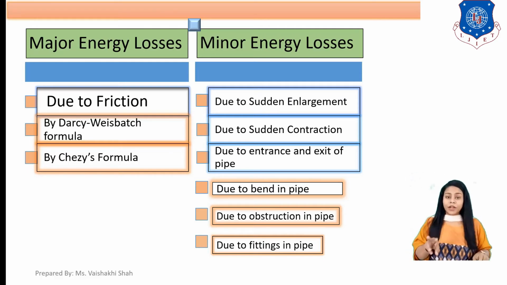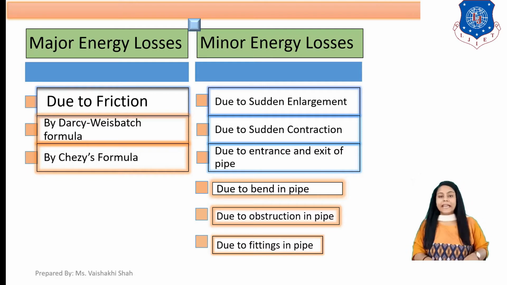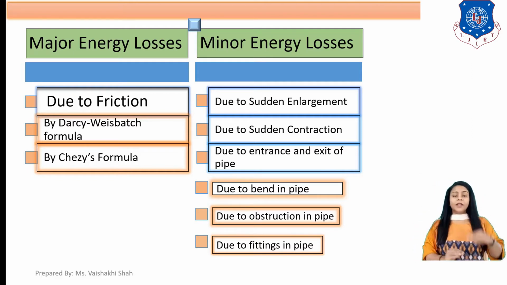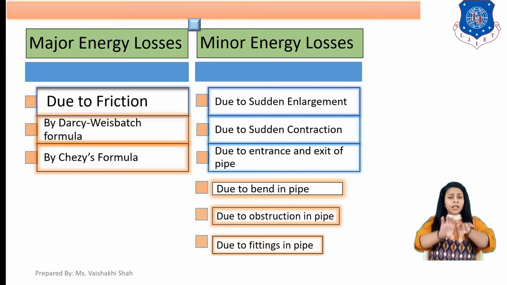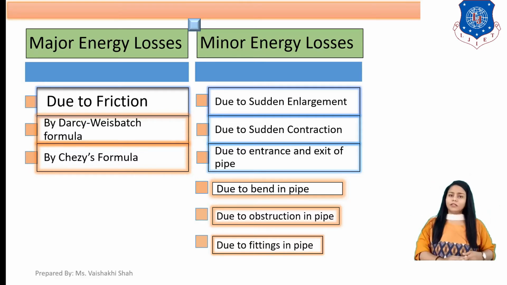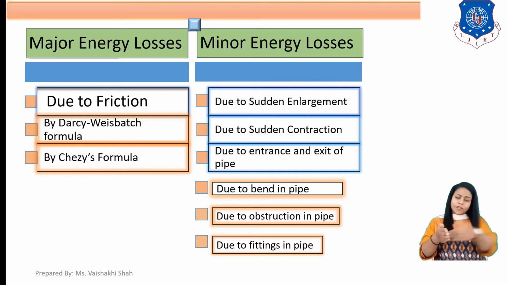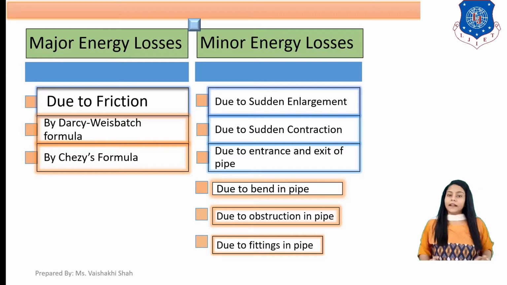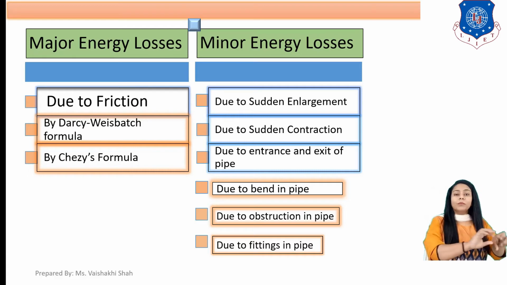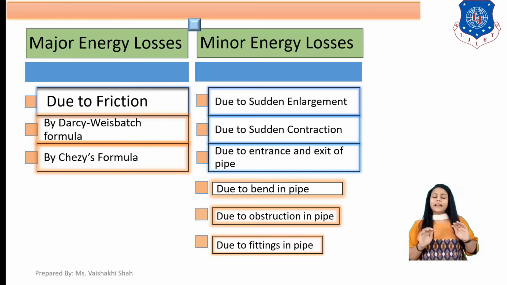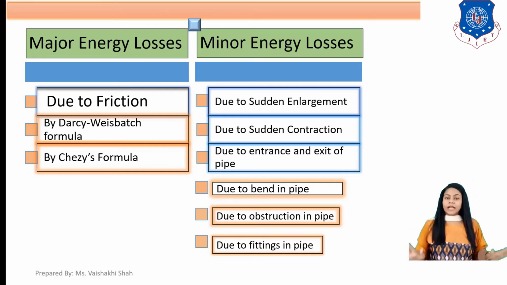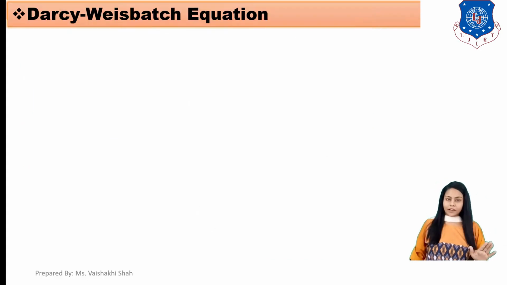These three losses, enlargement, contraction and entry and exit, we are going to study in detail. Some other losses are due to a bend in a pipe. If your pipe is bent, some losses are created there. If there is any obstruction in the fluid's path, it also creates energy losses. And due to fittings in a pipe, if you fitted something, a bolt or anything, it also creates energy losses. So there are two types of losses, major and minor losses.